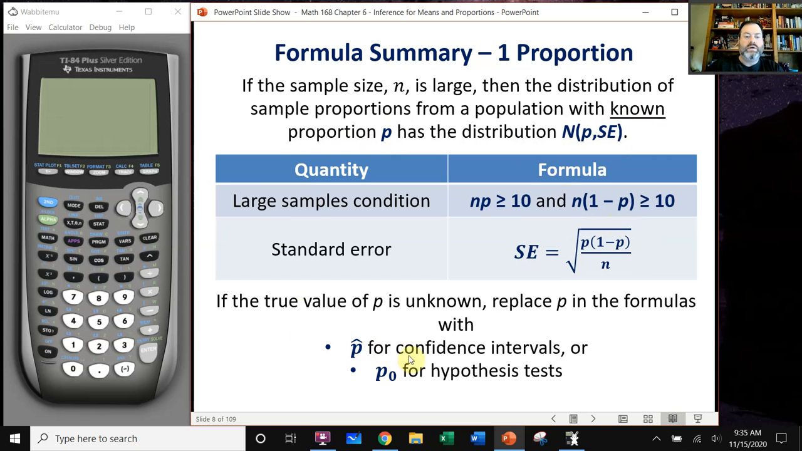Now, if it turns out we don't know P, so let's say we're doing a confidence interval, we just put P hat in for all of these formulas. So the formulas don't change much. We just replace P with P hat. Again, you will have a formula sheet that has all this stuff on it. And then if we're doing hypothesis tests, we replace P with P0, the null parameter.